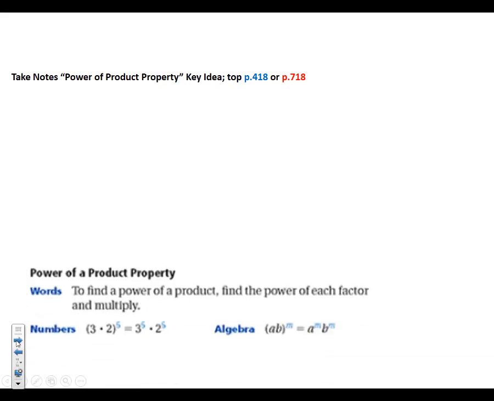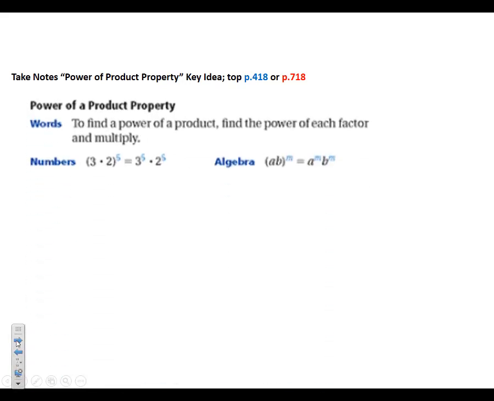Alrighty, so the power of a product property, what does that say? It says to find the power of a product, find the power of each factor, and then multiply. I think that's pretty ambiguous. I like to look at it as finding the power to a power, or using the distributive property. But you'll see it looks pretty similar to power of a power, because here we have a product. Inside the parentheses we have a product, 3 times 2. And they're saying that that's actually 3 to the 1st times 2 to the 1st. Those are not common bases, so we cannot put them together.